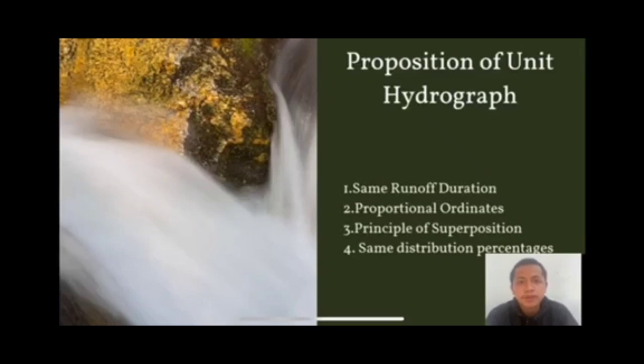Proportion of unit hydrograph. So first is the same duration: the time base or base period is approximately the same. The second one is the proportional ordinates: the ordinates of the hydrograph at any given time are in the same proportion as the rainfall intensities. The third one is the principle of superposition: if there is a continuous storm, it may be divided into unit storms. And lastly, the same distribution percentage: the time base or base width is divided into equal time intervals, with the percentage of surface runoff that occurs.